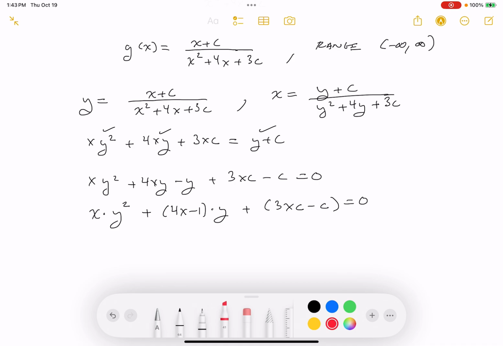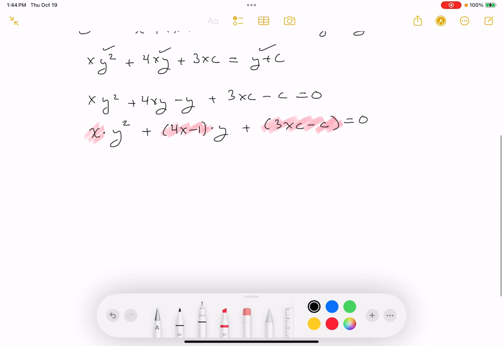Now, this is why I'm doing that. It's quadratic form. That's the big A, the coefficient of the squared term. This is the big B, the coefficient, and this would be the big C. So I'm ready to write down the quadratic formula, all right? So let's write that down. So what's y going to be equal to?